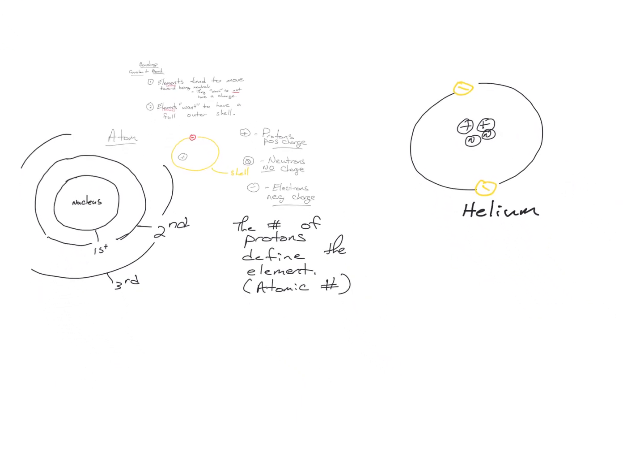The number of protons defines the element. Everybody here knows there's a difference between iron and gold. The fundamental difference is the number of protons. Everything else is a consequence of that.